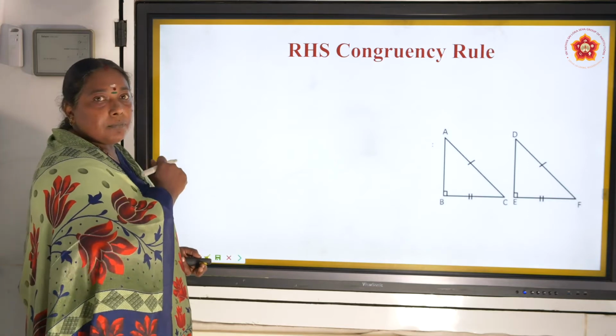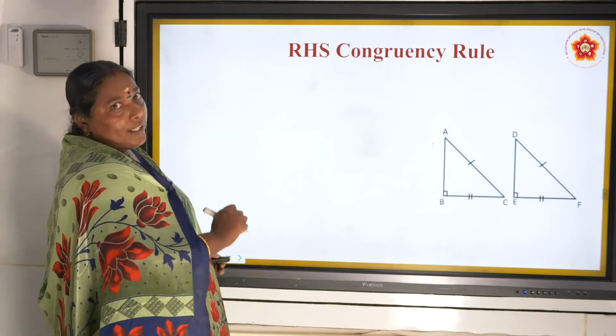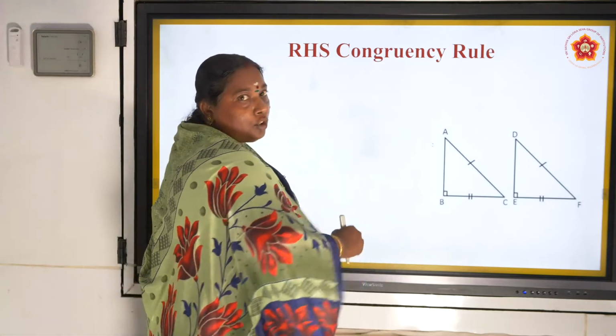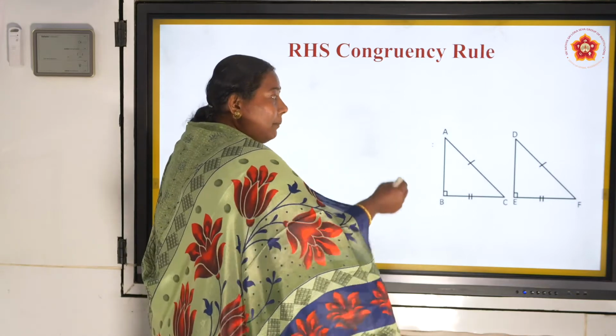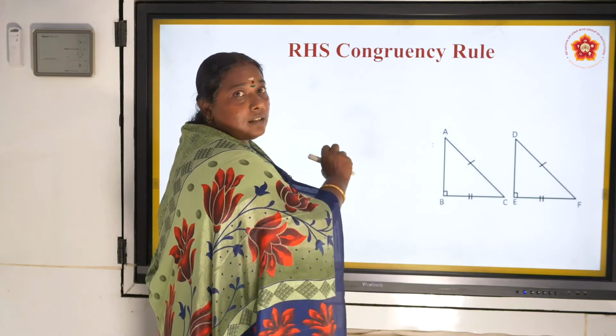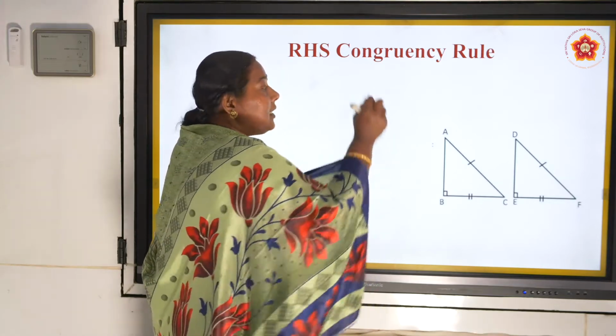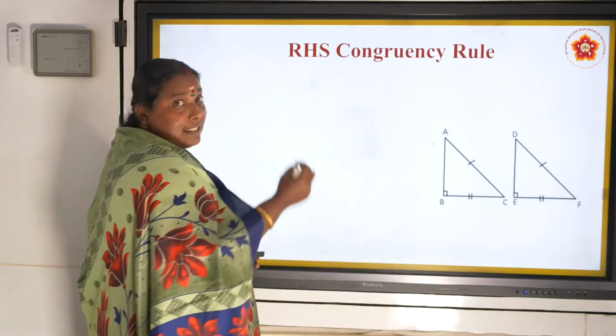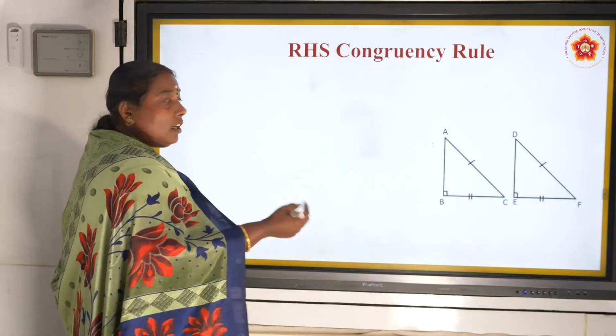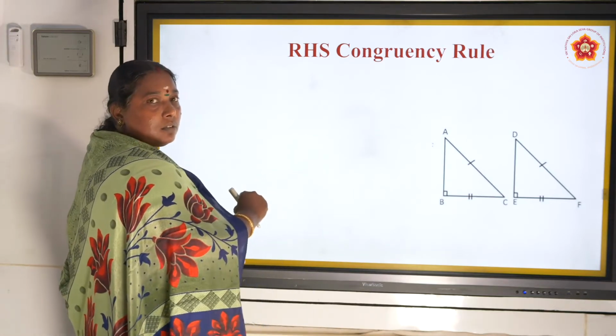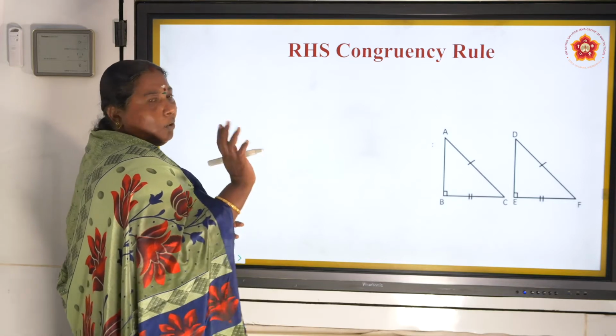What's the Pythagoras theorem? In a right angled triangle, square of the hypotenuse is equal to the sum of the square of the other two sides. I'm telling again, in a right angled triangle, square of the hypotenuse is equal to sum of the square of the other two sides. Do we have to memorize that? No.